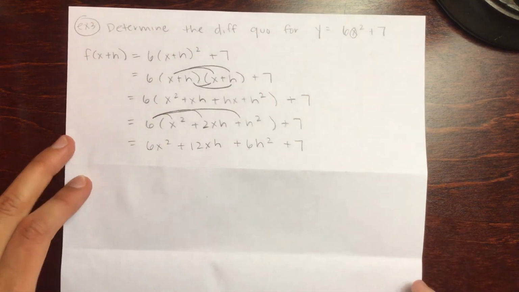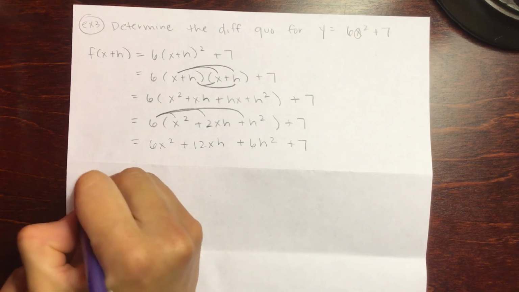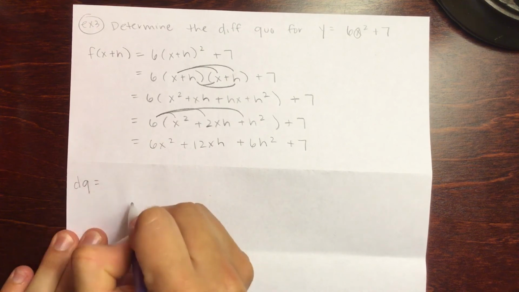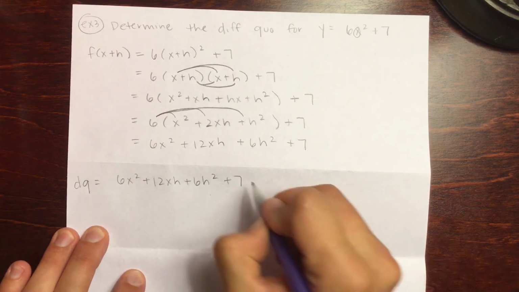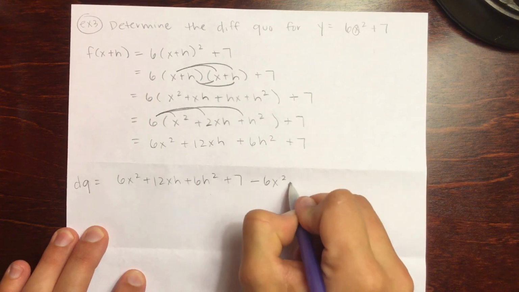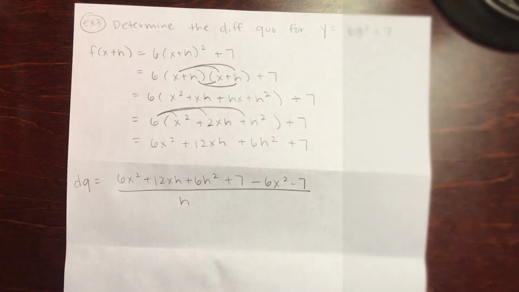So make sure you deal with the squared piece before you multiply by the 6. It's really easy to get lost here and just miswrite something. So be careful when you're writing everything. And I know it's a lot of writing. Now, let's find our difference quotient. So we're going to do that f of x plus h, subtract each piece of the original function, all over h.